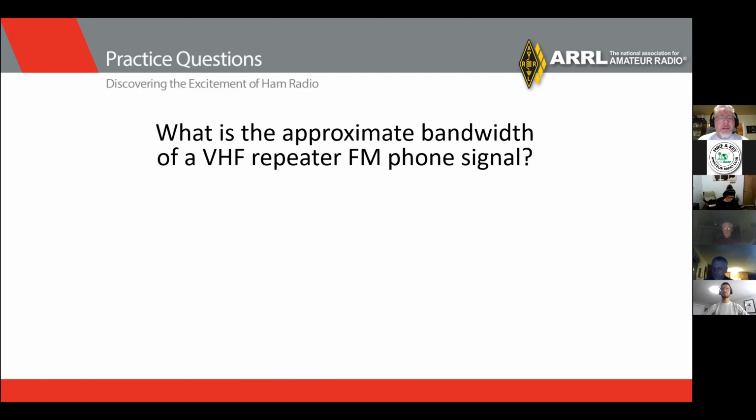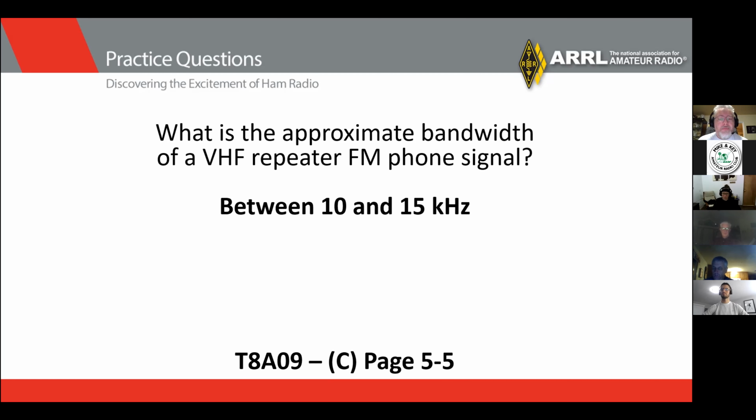Phone is going to be voice. Sideband is 3 kilohertz, but the FM is going to be 15 kilohertz, for 15,000 cycles. Yep, that's how wide the river stream is. So an FM voice repeater or VHF repeater is 10 to 15 kilohertz.